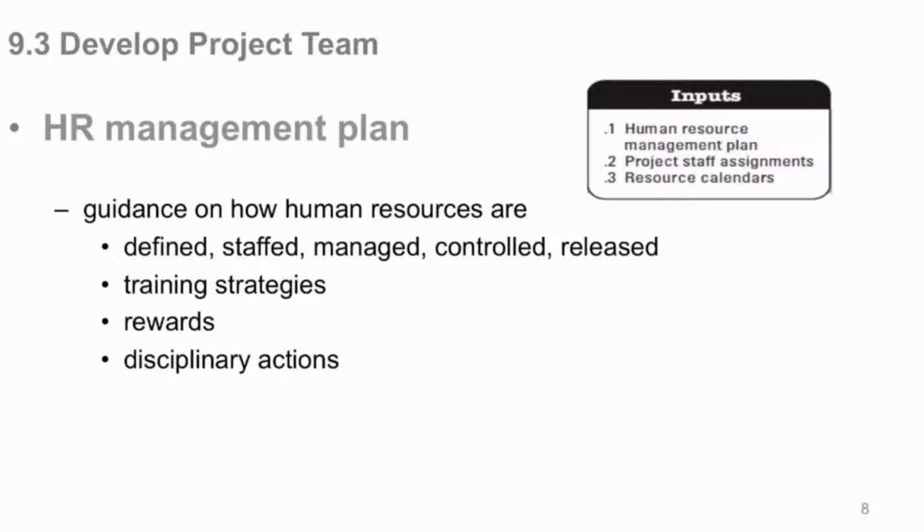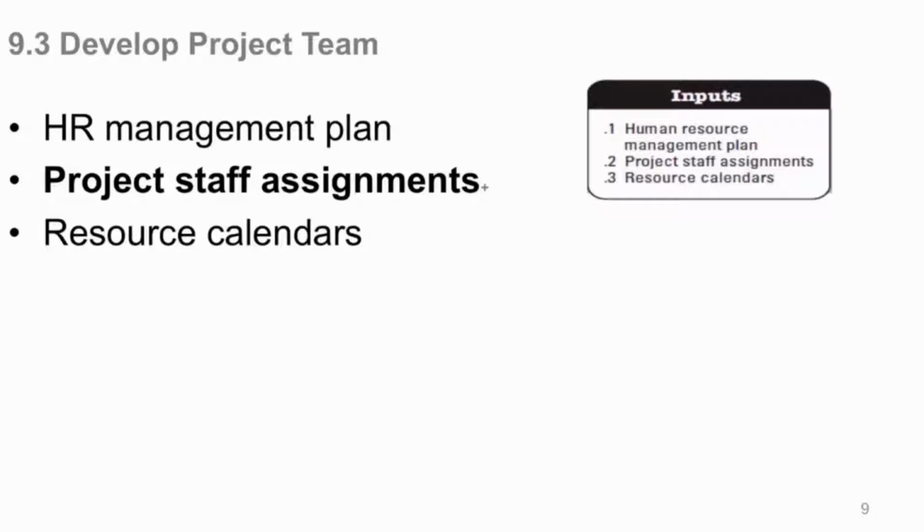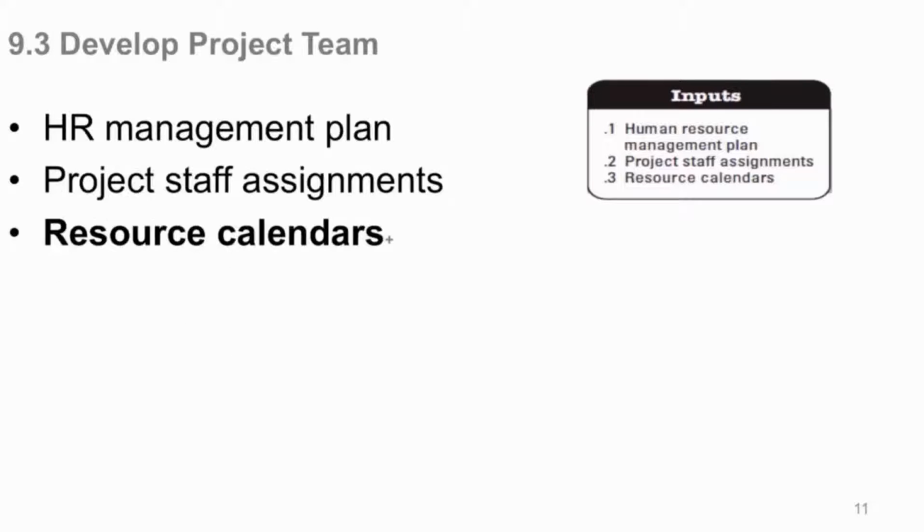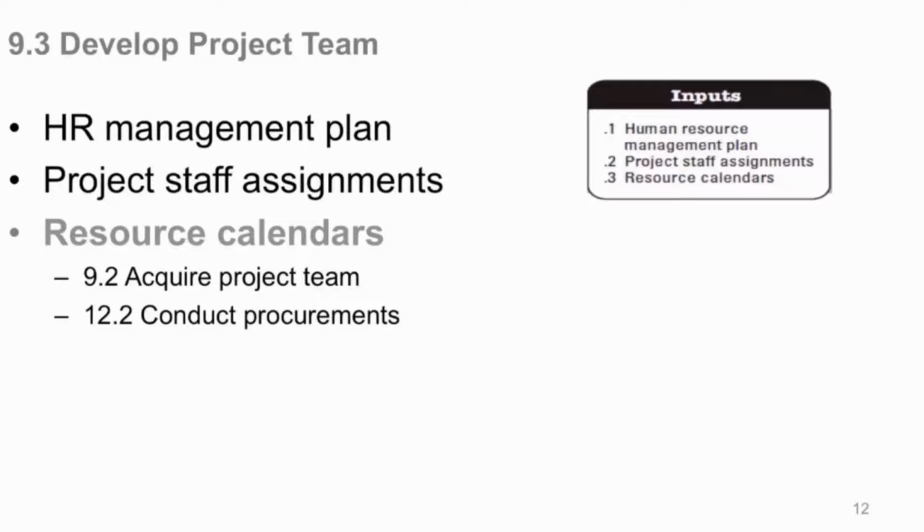So now we have our staff assignments that we did in 9.2. That's where the team development starts now, right here with that list. So it shows who's on the team, and again, you've got your team directory and your project org chart that you've got to keep up to date all the time because it'll change over time, most likely. And of course, resource calendars from our acquired team and from procurements. So those are your inputs.